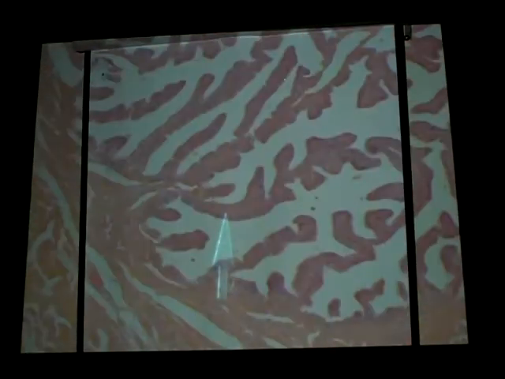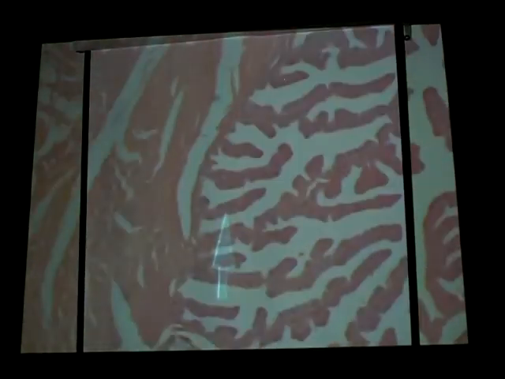So this is pretty much just a low power ID, and it's going to be identify the organ.